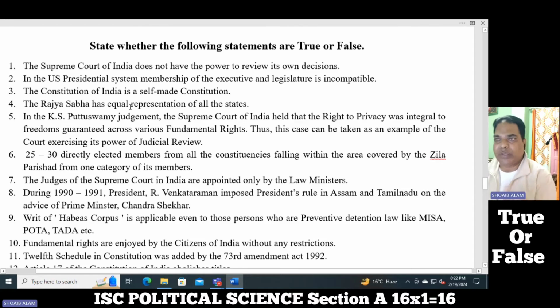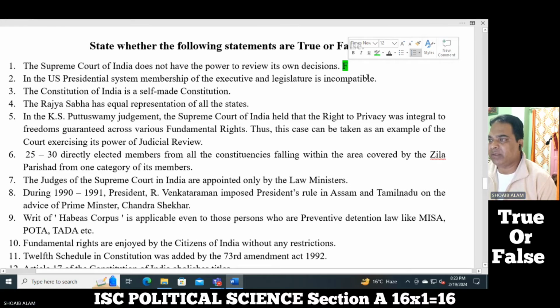Now we'll go with true and false. Okay, true and false. Let us do it. So I'll write T for true and F for false. State whether the following statements are true or false. The Supreme Court of India does not have the power to review its own decisions. So it is false. The Supreme Court has the power to review its own decision.